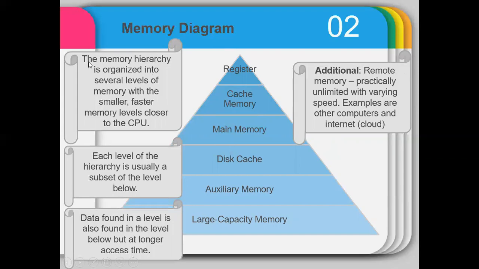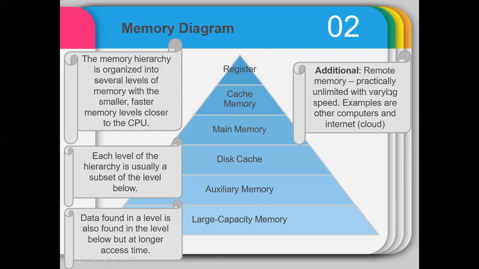Right. So far we have discussed that the memory hierarchy is organized into several levels of memory, with the smaller, faster memory levels closer to the CPU. Each level of the hierarchy is usually a subset of the level below. Data found in a level is also found in the level below, but at a longer access time. If you see here, the first three levels are faster and also closest to your CPU. Since the CPU is faster, this memory should also function as fast as possible.